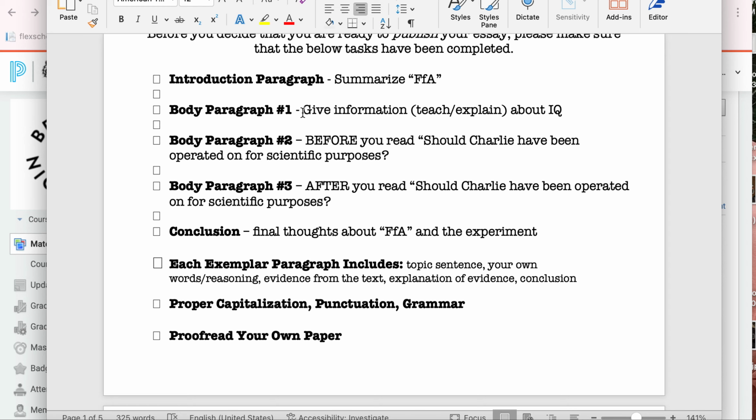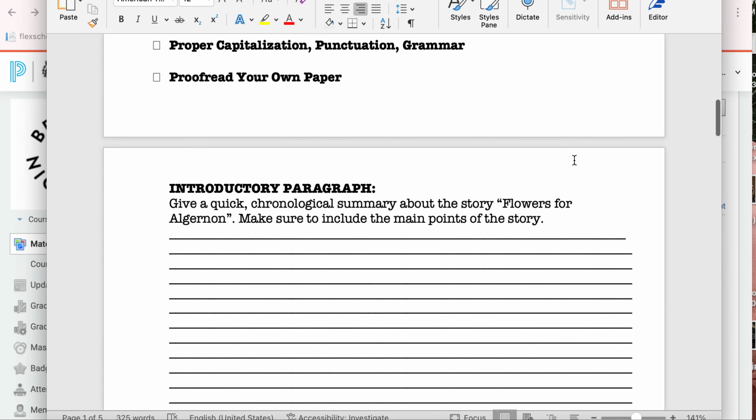And this says you need to give information, which is to teach and explain, about IQ. Because remember, the whole operation was to triple Charlie Gordon's intelligence. He had a below average intelligence of 68. They were going to triple it to 204, which made him a certified genius. But when you're writing, I want you to pretend that you're writing to my second and fourth grader. They know about somebody being intelligent, but they have no idea what IQ means. And it's your job to make sure that you explain it.